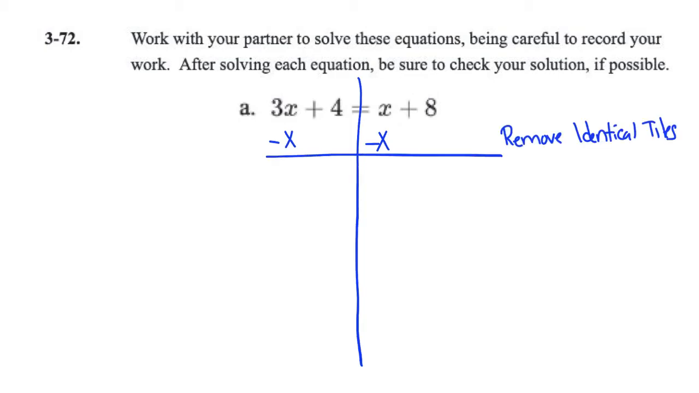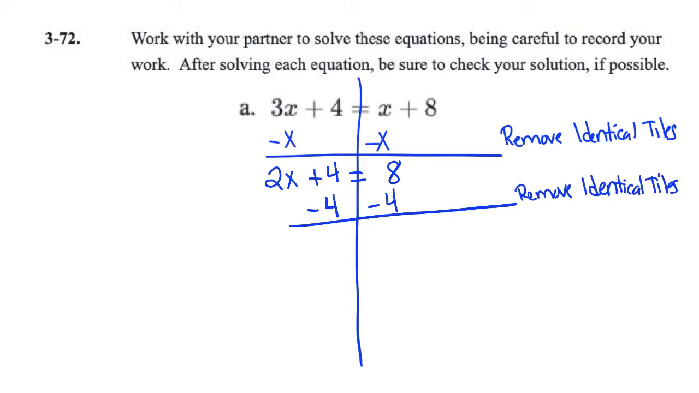After I remove an x, I've got 3 x's, take away one of the x's. I've got 2 x's left. I still have my 4 unit tiles. On the right side, I had an x, but I removed an x, so now I just have my 8 unit tiles left. Next, I want to get the x's all by themselves, so I'm going to get rid of that plus 4. I'm going to remove identical tiles again. I'm going to take 4 units off of each side.